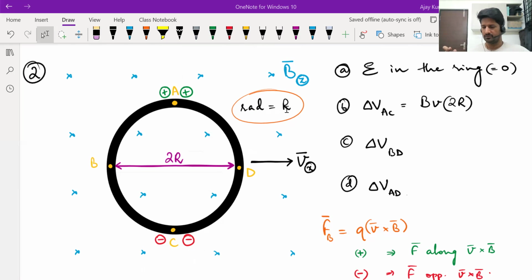Use the formula, all of you. The formula is B, V perpendicular, L perpendicular. Use that and try to derive the potential difference. Okay. Any answer?